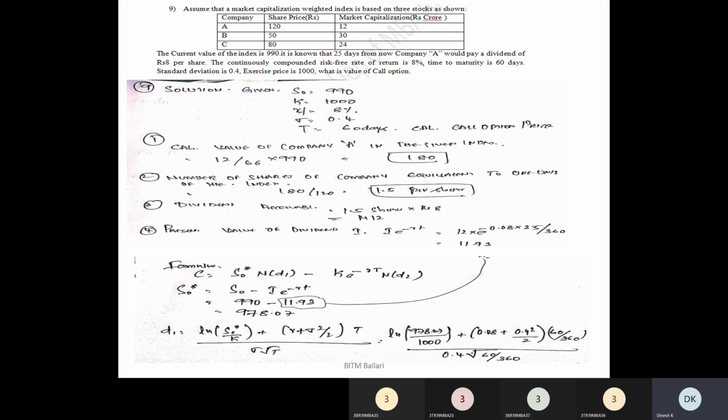So the put call parity equation helps in knowing the value of one option when the other option's value is available, right? When the put option price is available, you can easily know the call option price, or vice versa. If the call option price is available, you can know the put option price. So this is the importance of put call parity. When one option price is available, you can easily know the price of the other option.